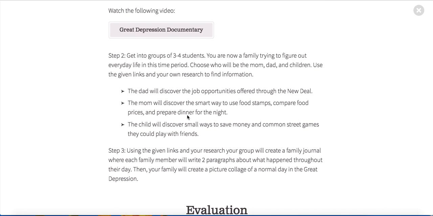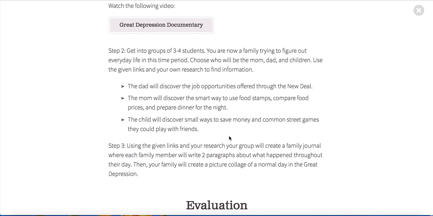they are going to be either the mom, the dad, or the child. The dad will discover the job opportunities offered, the mom will discover the smart way to use food stamps, compare food prices, and prepare dinner for the night, and the child will discover small ways to save money and common street games they could play with their friends.